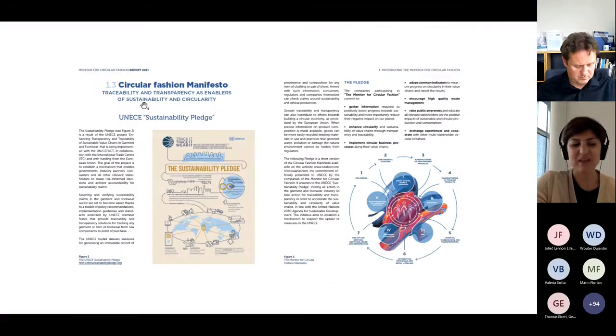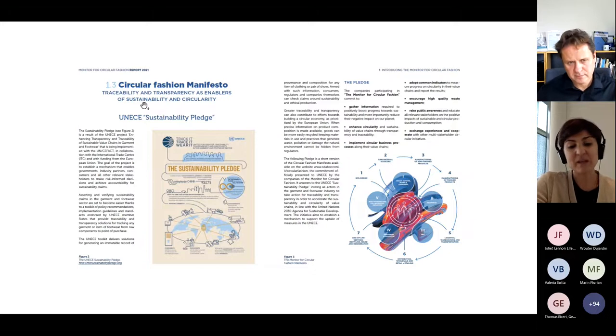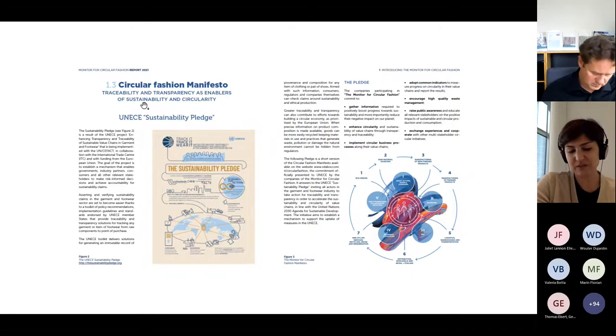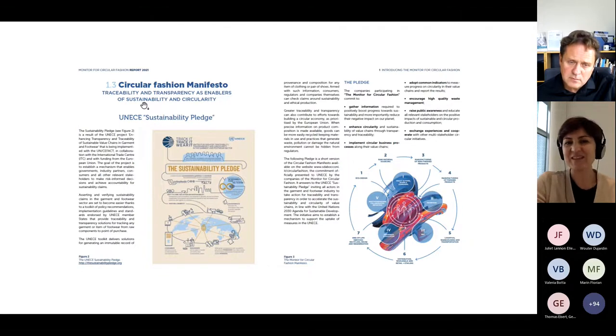For a matter of time, I will go directly to another important activity that we carried out, the Circular Fashion Manifesto. The 14 companies have signed the Circular Fashion Manifesto, which is composed of 10 collaborative commitments, in joining the UNECE Sustainability Pledge for higher traceability and transparency for the industry. I'm going to mention this project in the chat as well. The UNECE call to action is open until June 2022, and all the actors are invited to join with a pledge with concrete actions and KPIs. With the monitor, and also individually, players such as Vivienne Westwood, which is part of the monitor, and also Inditex, which is coming next, as a matter of fact, have joined.